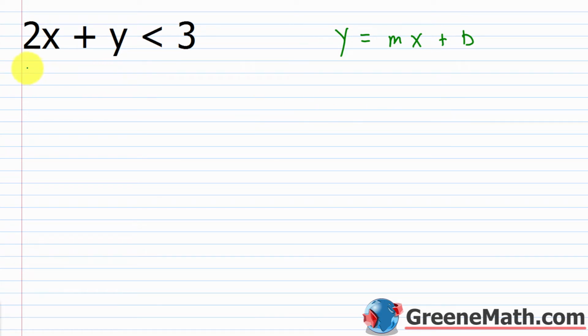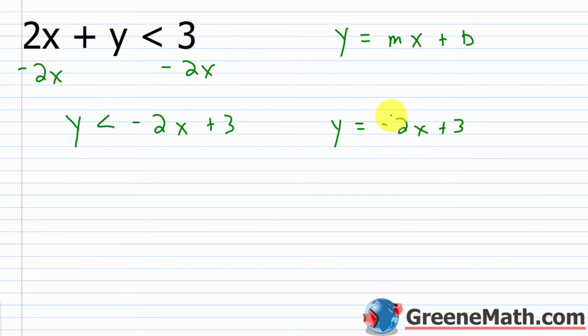So I'm going to subtract 2x away from each side. I'll have y is less than negative 2x plus 3. Now I'm going to replace this with an equality symbol. So I'm going to have y is equal to negative 2x plus 3. And I'm still going to draw my boundary line. This is still the boundary. And it's still going to be a dashed line because this is strict.